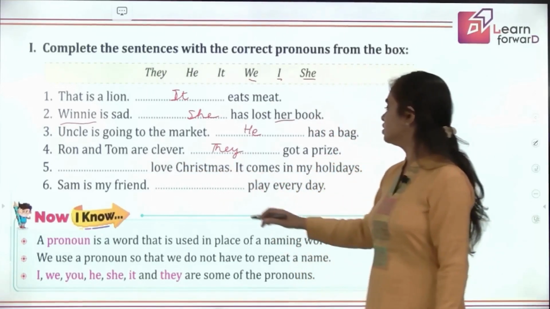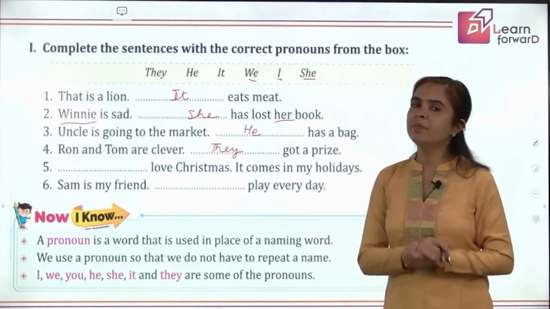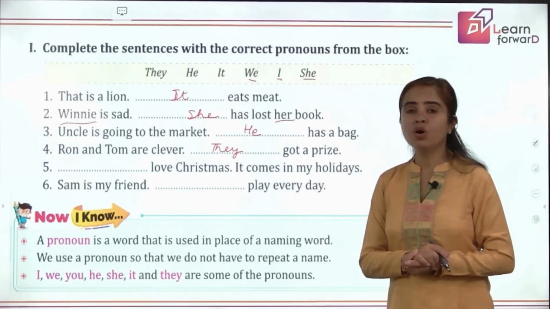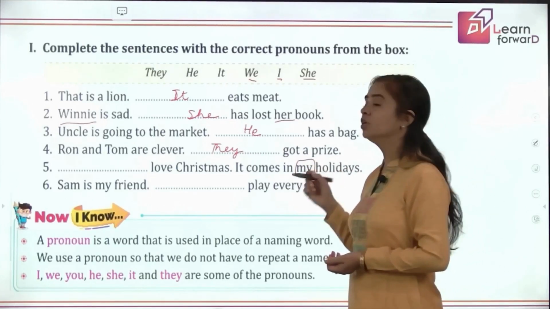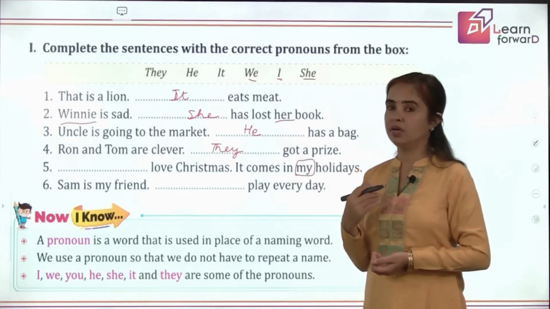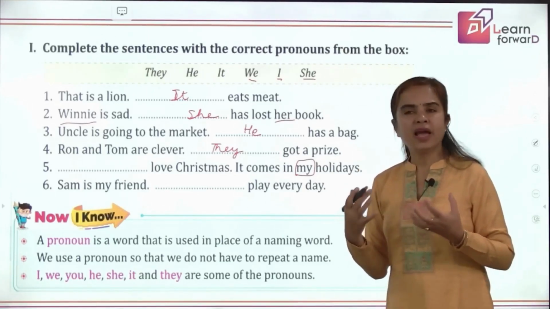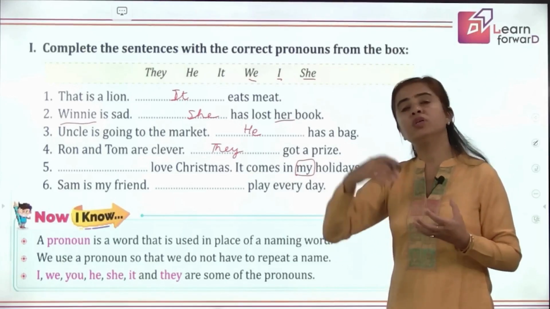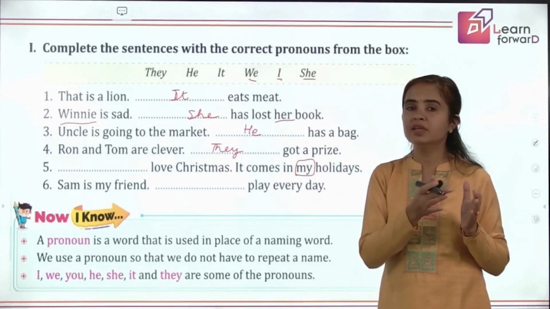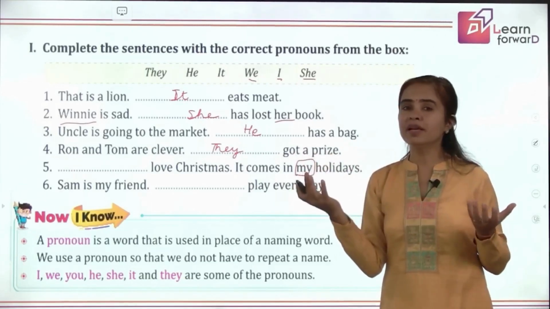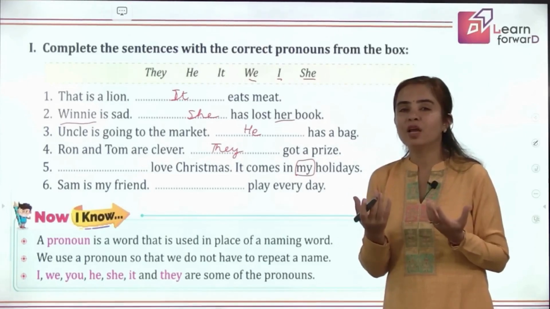___ love Christmas. It comes in my holidays. Now, what can be here? Because see, in the second sentence, I am referring to something of mine, my holidays. That means I am talking about my interest. Can you think of talking about somebody else and giving reference to your own holidays? There should be some connection, isn't it? If I am talking about my holidays, that means I am talking about my own fun.